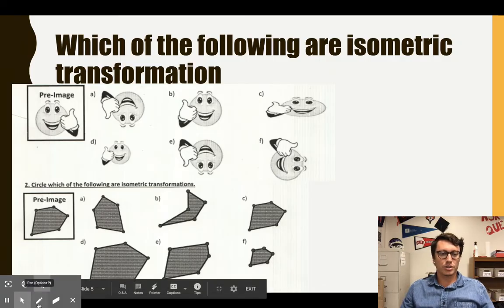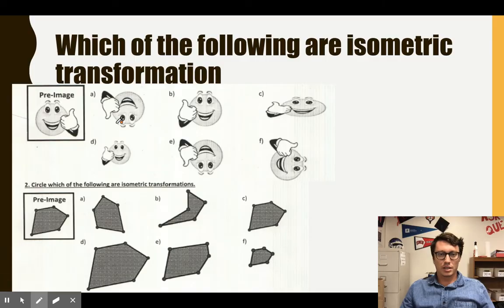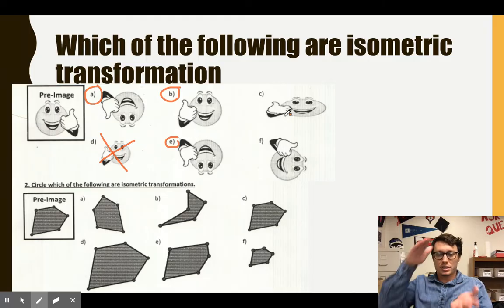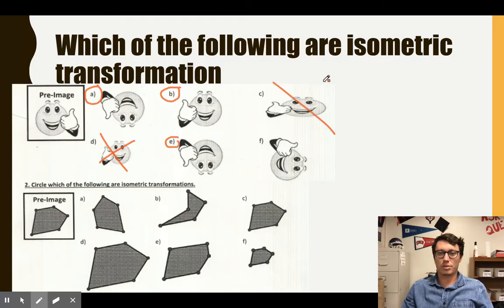This is our pre-image. Is A isometric? It is indeed. It stays the same shape, same size. It is just flipped over. D is not. We can see that it has gotten smaller. It did change shape or size. B is correct. We see that it just flipped across. E is basically the same thing as A. It works. C, we can see that it gets squished, so it changes shape and size. And F works. It just got rotated. So A, B, E, and F work.